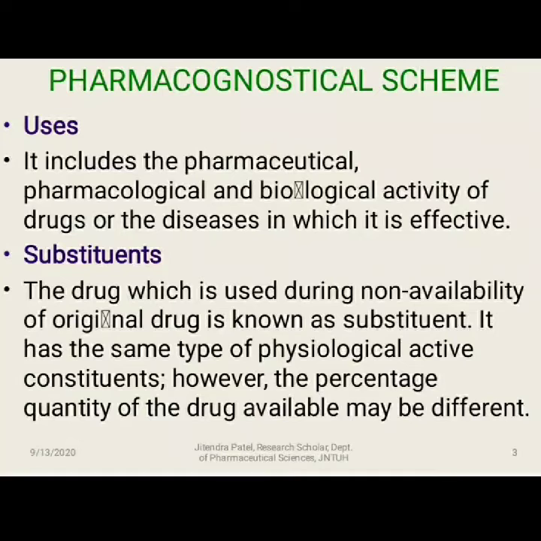Next one is the substituents, right? Substituent means the drug which is used during the non-availability of the original drug. It has the same type of physiologically active constituents. However, the percentage or quantity of the drug available may be different, right? So in the name of the original crude drug, when we are selling or considering another inferior quality crude drug, that is known as a substituent, which replaces the original drug, right?